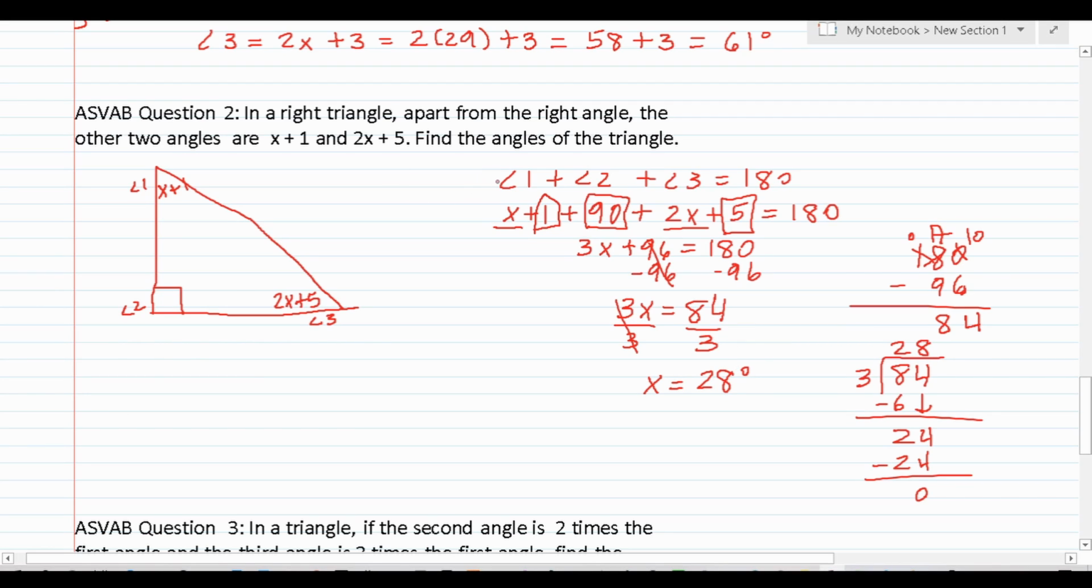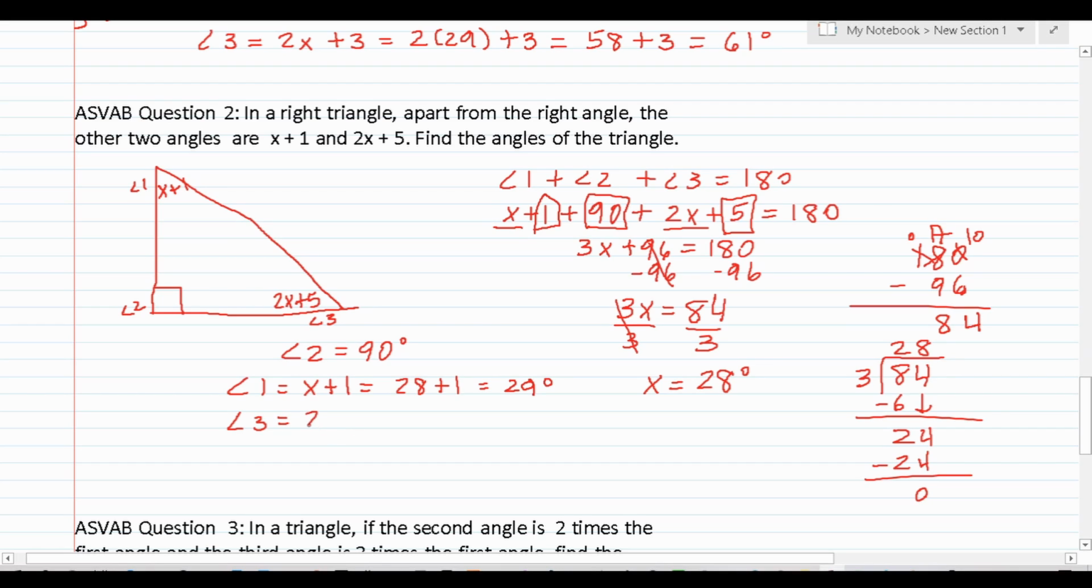And again, this question says, find the angles of the triangle. And in light of that, we have to use this information to finish solving this one. Again, I said angle 2 corresponded with the right angle, so right away, I know angle 2, without doing any math, is going to be 90 degrees. Angle 1, as I mentioned, corresponds to x plus 1. So where we see x, we can substitute this 28. So this is 28 plus 1, which is 29. So we know the measure of angle 1 is 29 degrees.